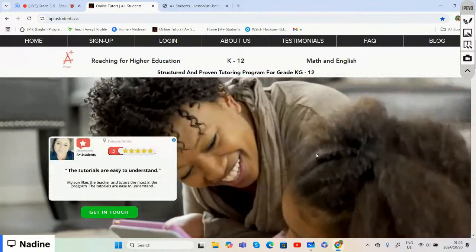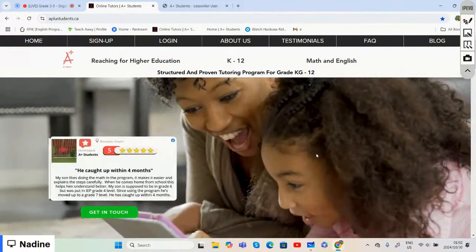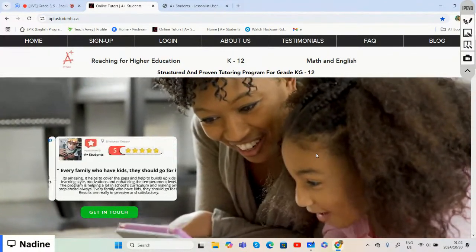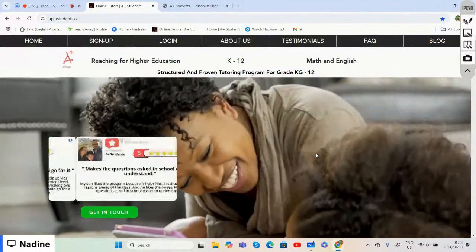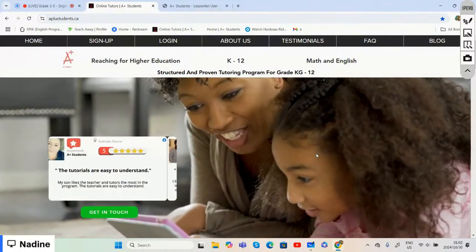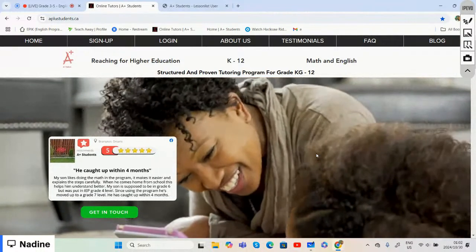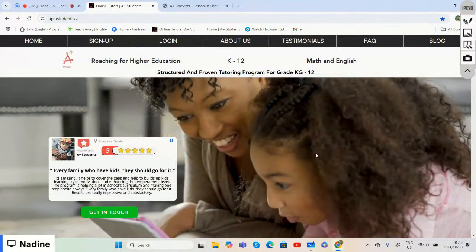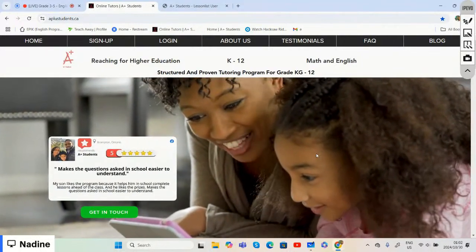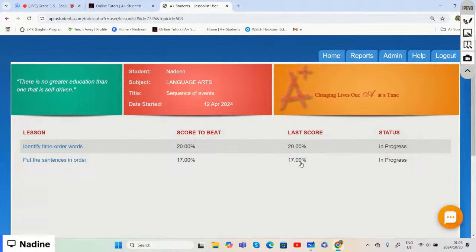And before we start, we're going to log on to aplusstudents.ca. Once we've logged on with our username as well as our password, we're going to select grade 3 to 5, and then we're going to scroll down until we get to our chapter of sequence of events.